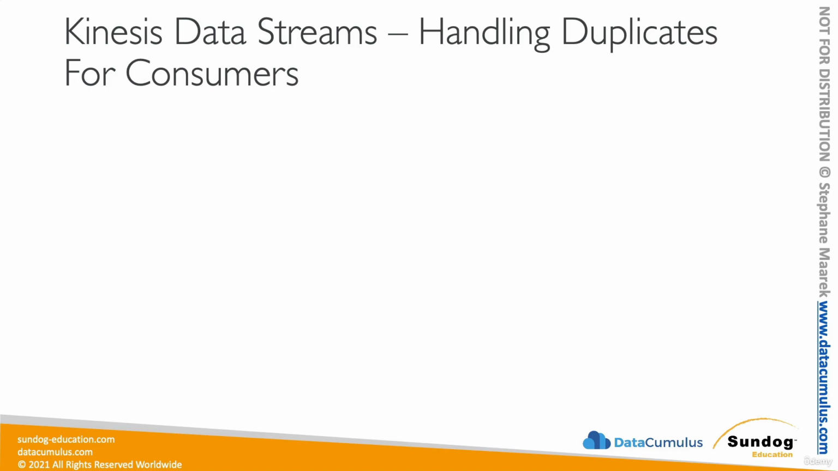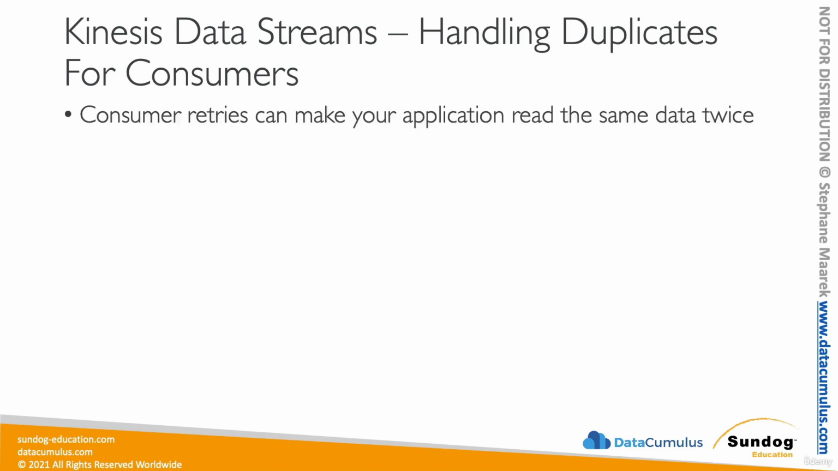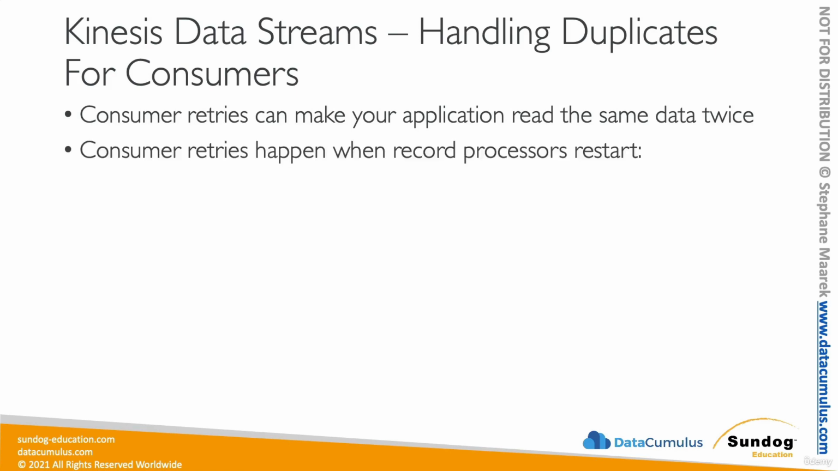Now let's talk about what can happen on the consumer side for duplicates. So the consumer retries can make your application read the same data twice. And the consumer retries can happen in 4 different types of use cases, but they all correspond to when your record processor will restart. So it could be when a worker terminates unexpectedly.